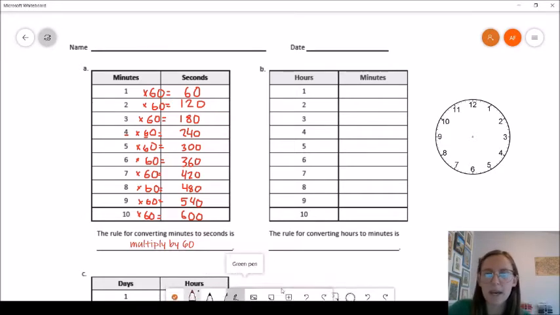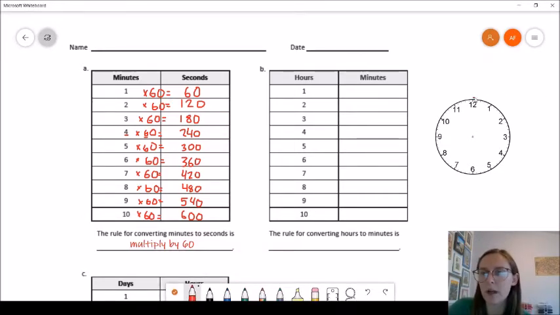If we think back to a clock, it is made up of 12 equal groups of 5 minutes. 12 equal groups of 5 minutes is 60 minutes. So looking at our clock here, that would be 5, 10, 15, 20, 25, 30, 35, 40, 45, 50, 55, 60 minutes. So each hour is an equal group of 60 minutes, which means that 2 hours would be 120 minutes, 3 hours would be 180 minutes, and so on.